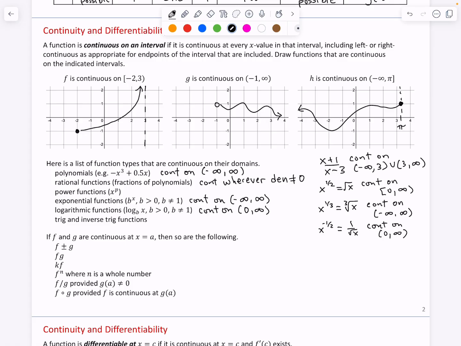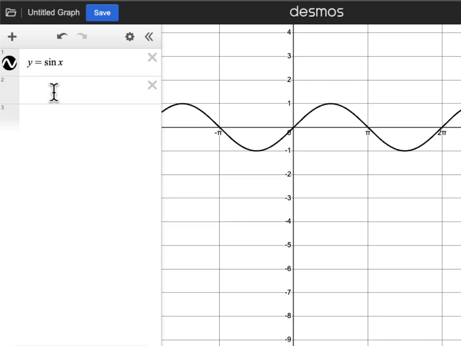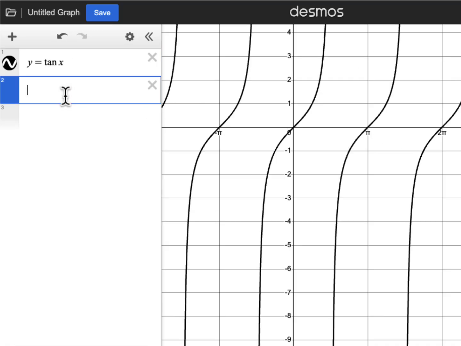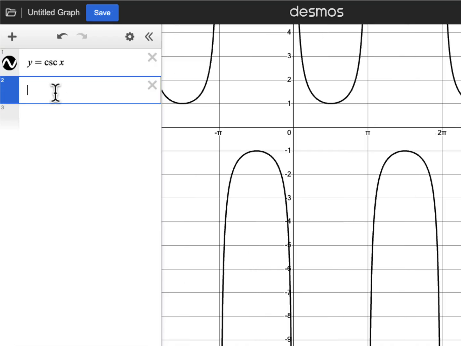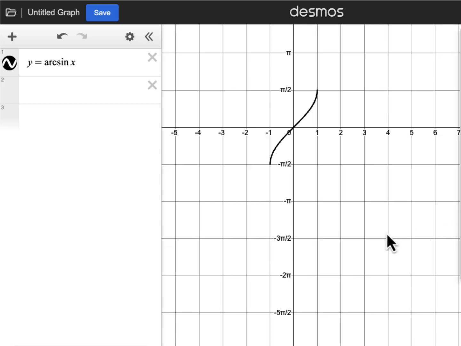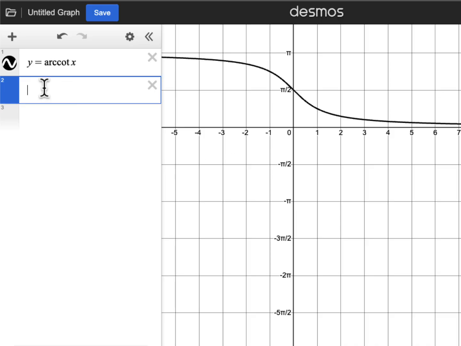And trig and inverse trig functions, I encourage you to graph. Sine of x is continuous everywhere, so is cosine of x. Tangent of x has many discontinuities, but wherever the function is defined, the function is continuous. In other words, all these pieces are continuous separately. Secant of x, cosecant of x, and cotangent of x are also similarly continuous wherever the functions are defined. And inverse trig, arcsine, arccosine, arctangent, arccotangent, arcsecant, and arccosecant are all continuous where they are defined.